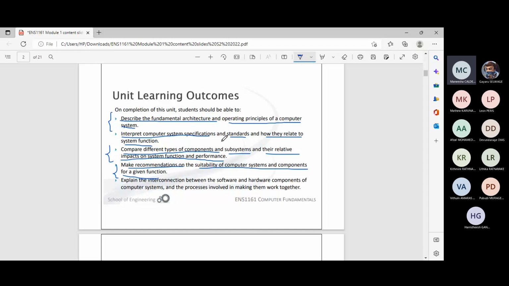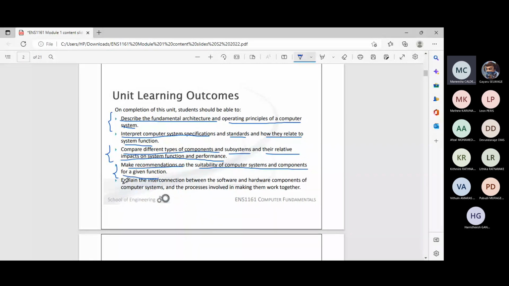So if you want to give a recommendation for a specific set of people or a specific job role, you should be able to understand the most optimum hardware and why these hardware requirements satisfy this person's objective. So at the end of this session, you should be able to give a recommendation to a set of people. So this might be one of your group projects.